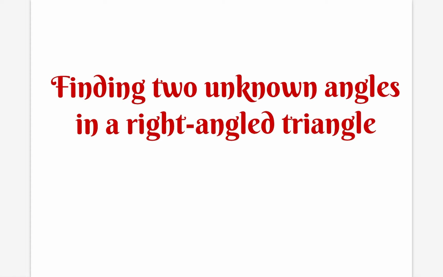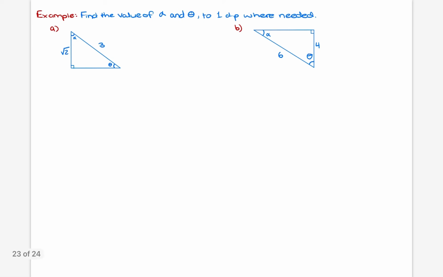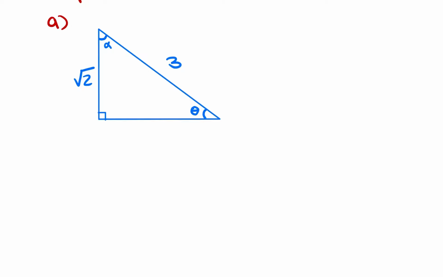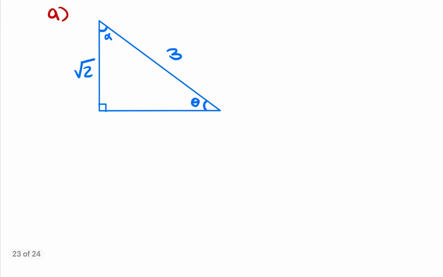In a right angled triangle, and we're using trigonometry. So our first example says find the value of the two angles to one decimal place where needed. So if you look at our triangle here, we've got an angle here and an angle here. One of the best ways to approach this is by simply redrawing the triangle.